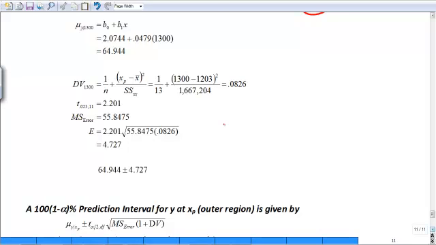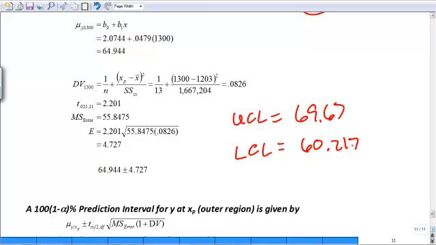So our upper confidence limit is going to be 64.944 plus 4.727, 69.67. Lower confidence limit, 64.944 minus 4.727 for 60.217. So for a 1,300 square foot home, we could expect the actual price, or the expected price, to be between 69 and 60.